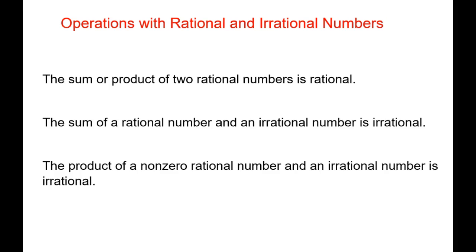Next, we're going to discuss the possible outcomes that can occur with basic operations with rational and irrational numbers. The sum or product of two rational numbers is going to be rational. So if we add two rational numbers together or multiply two rational numbers together, that result is still going to be a rational number. The sum of a rational number and an irrational number is going to be irrational. And then the last one, the product of a non-zero rational number and an irrational number is going to be irrational. And you'll see some of those results as we go through examples involving actual operations on these types of numbers.